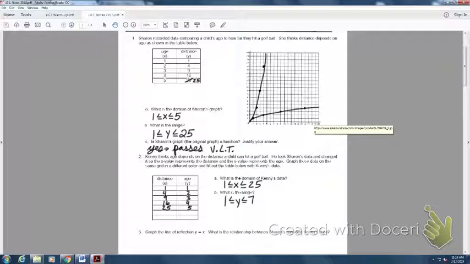Part 3 says to graph the line of reflection. Okay, so you can kind of see that it is reflecting across that line. And then it says, what is the relationship between the two situations? And you can just put that they're inverses.